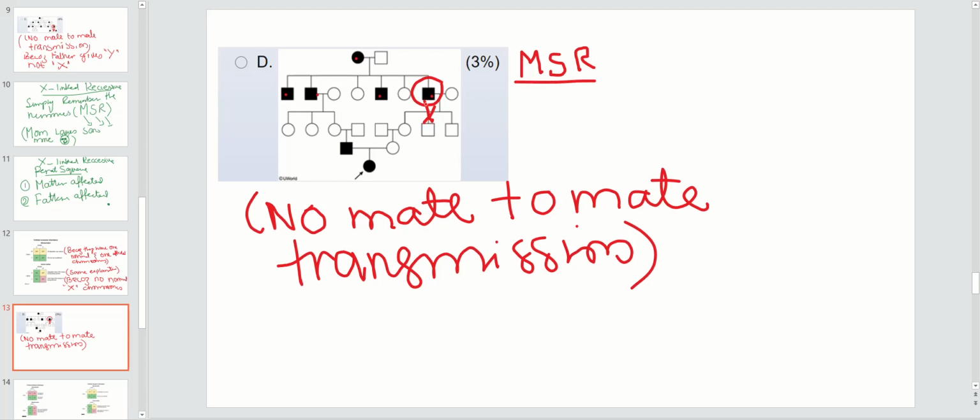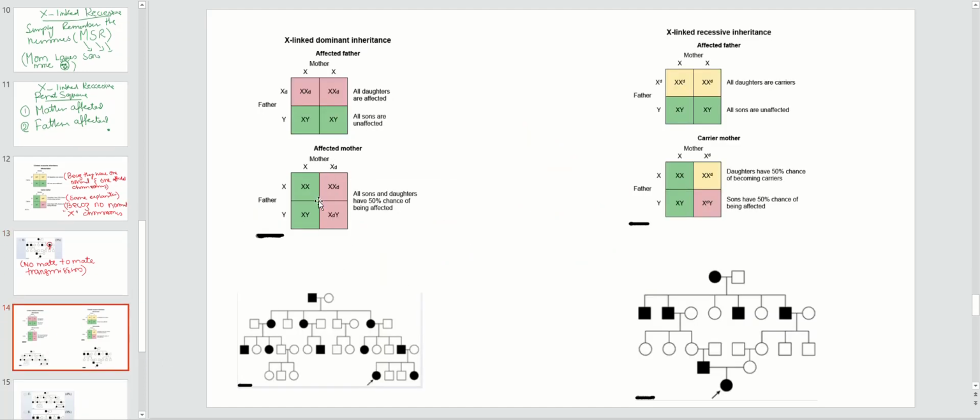Again, no male to male transmission, which I told you earlier, because males only give the Y chromosome, right? Not the X chromosome. So that's why there is no male to male transmission. One thing: in case of X-linked dominant or X-linked recessive inheritance, there is no male to male transmission. In case of X-linked dominant, it is father to daughter dominant, and in case of X-linked recessive inheritance, it is mother to son recessive. So this is how the pedigree looks.